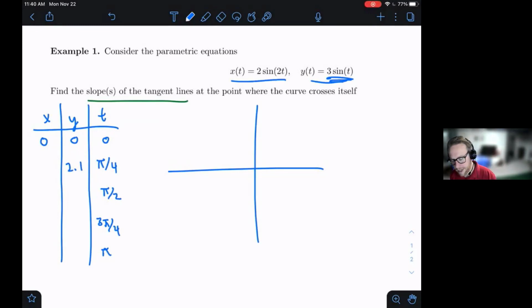Okay, it's a little bit nicer here for my x's, right? If I plug in pi over 4, I get to multiply this by 2. And so when I multiply this by 2, we get pi over 2. And sine of pi over 2 is equal to 1. So this is going to be equal to 2.